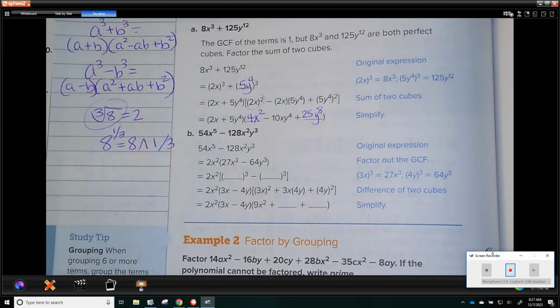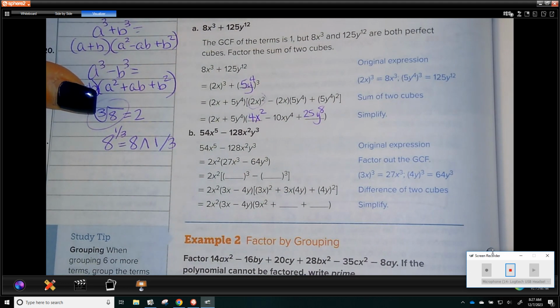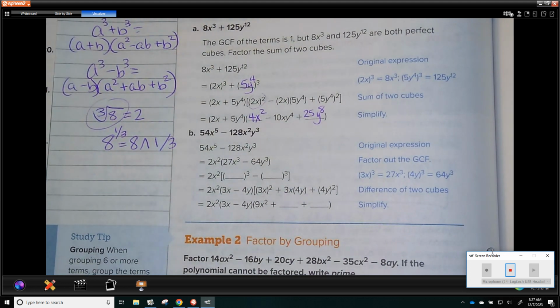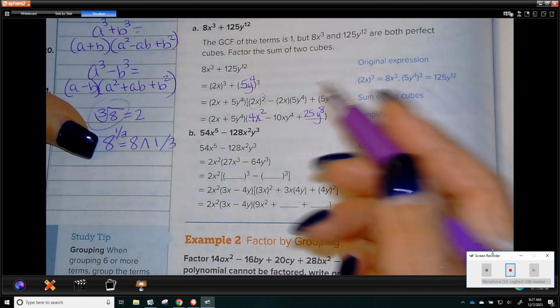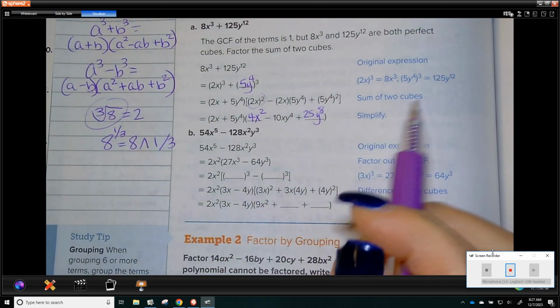Okay, I just want to go through this one real quick. Your assignment is a worksheet. I'm not going to go through the other examples because they're the same factoring we've done before. And I only have so much time, sorry.